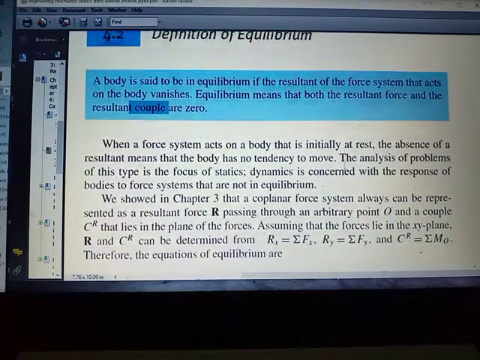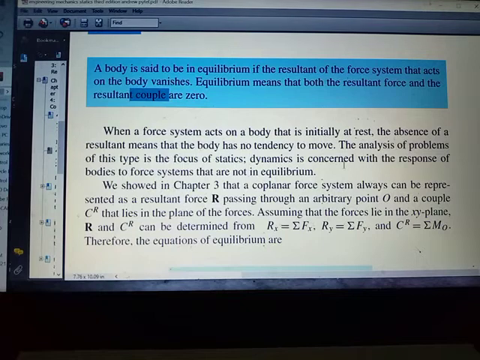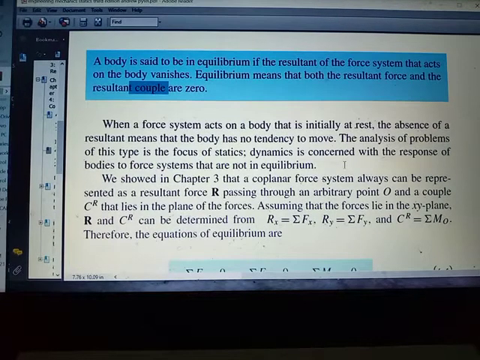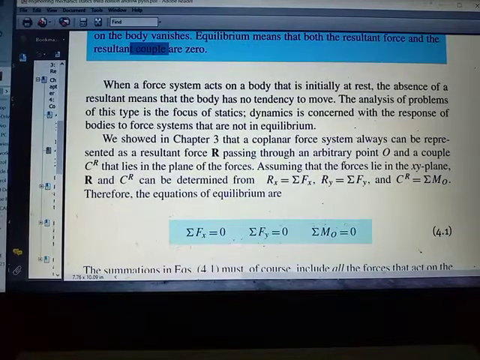So, when a force system acts on a body that is initially at rest, the absence of resultant means the body has no tendency to move. So, the analysis of problems of this type is the focus of statics. Dynamics is concerned with the response of bodies to force systems that are not in equilibrium.